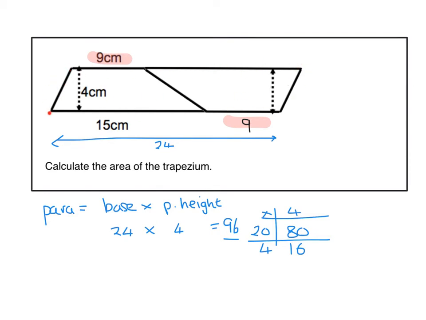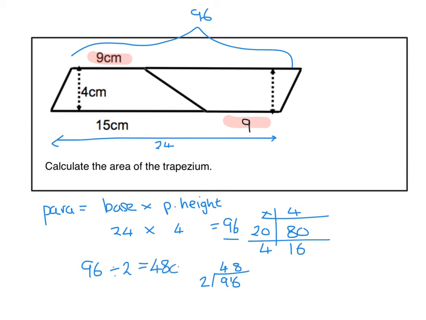But again, there's 2 trapeziums here. So all of this is 96. I need to split it into 2, so divide by 2 to find the area of one trapezium. So 96 divided by 2, and again I can do a little bus stop for that. 2's into 9 is 4, remainder 1. 2's into 16 is 8. So it's 48 centimetres squared.